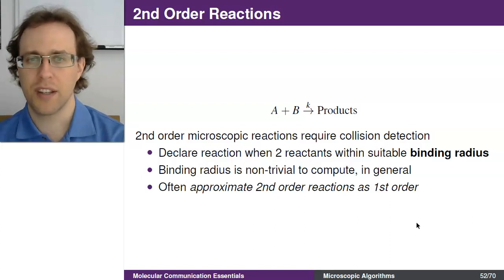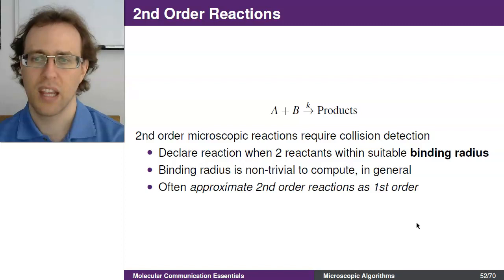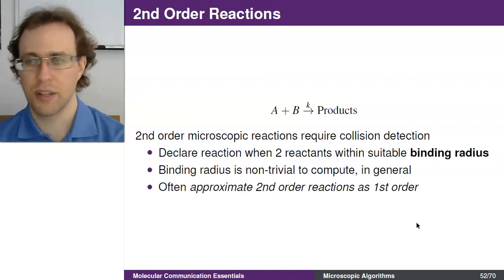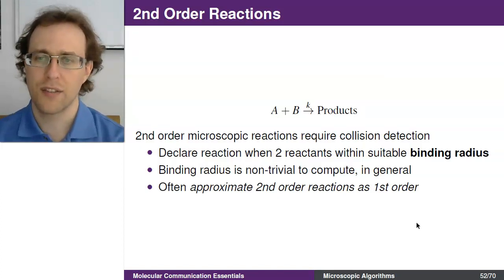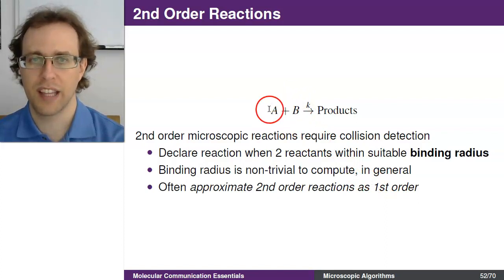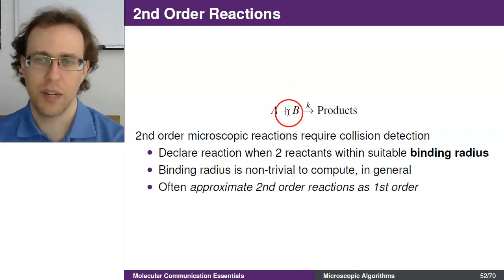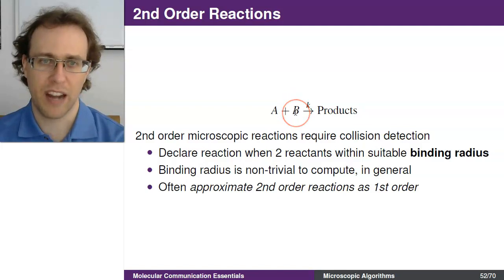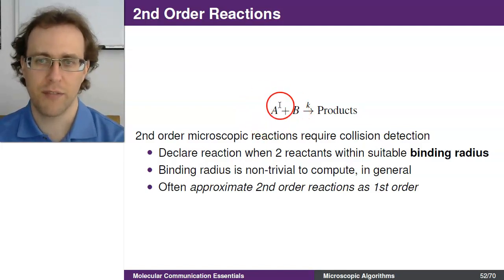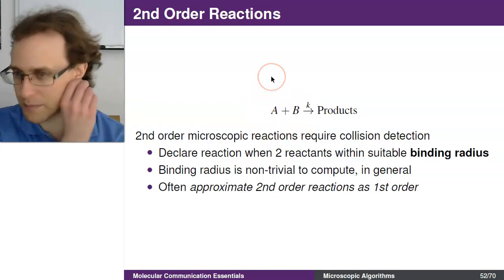Now, the binding radius is non-trivial to compute, unless you have certain special cases where you have some limiting values of your reaction rates and your diffusion. But what we can often do is approximate second order reactions as first order. If we assume that one of these reactants is available in excess, we can remove it from consideration, assume that we have some fixed background amount of that reactant, and then just check it as a first order reaction for the other reactant.